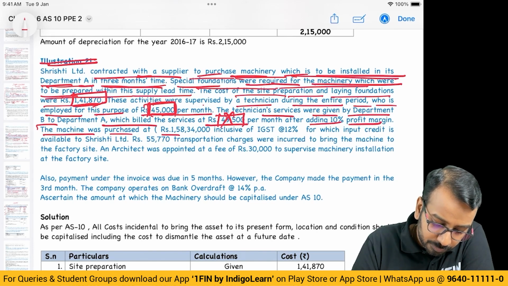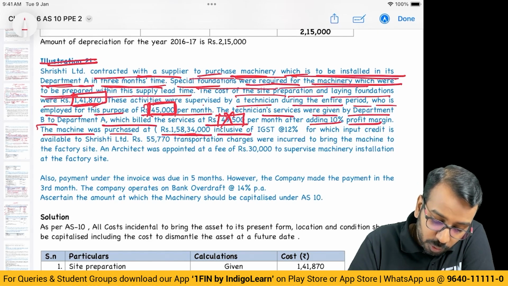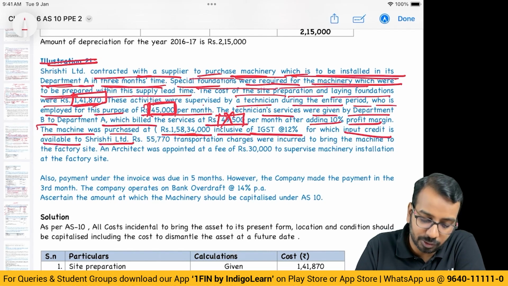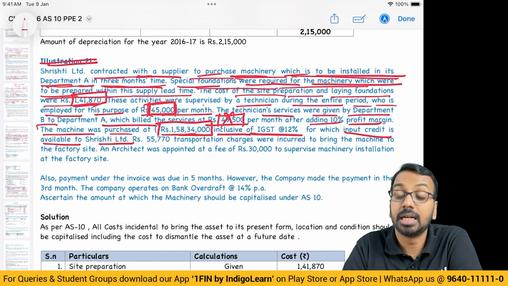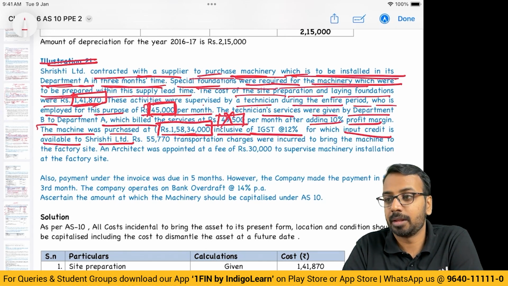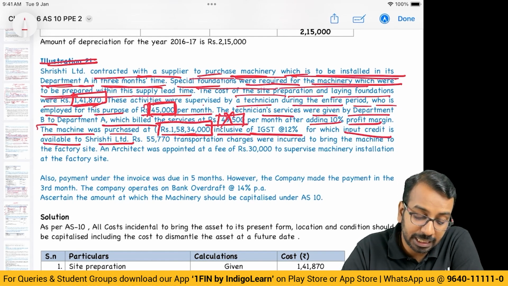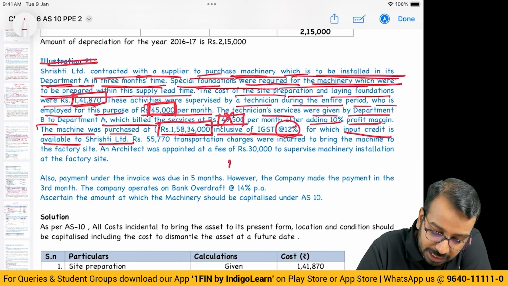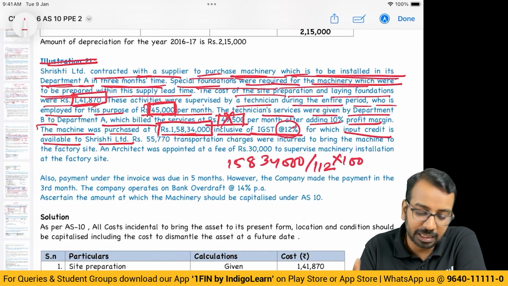Machine was purchased at 1,58,34,000 inclusive of IGST 12%, for which input credit is available to Srishti Limited. So what they have said, 1,58,34,000 is the total cost, inclusive of GST at 12%. Inclusive of GST at 12% means 1,58,34,000 divided by 112 multiplied by 100 will give us the cost.